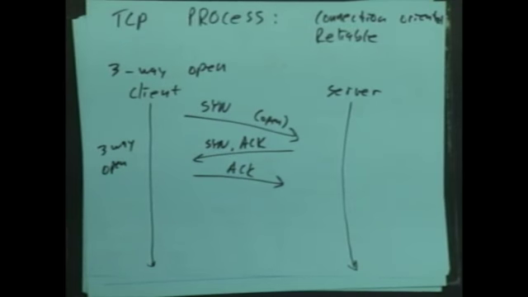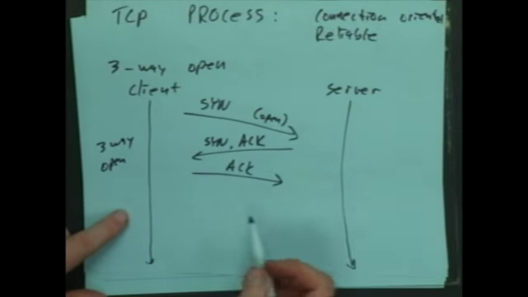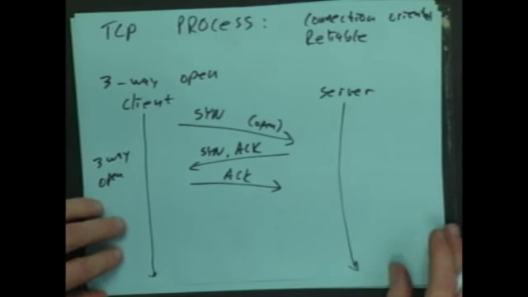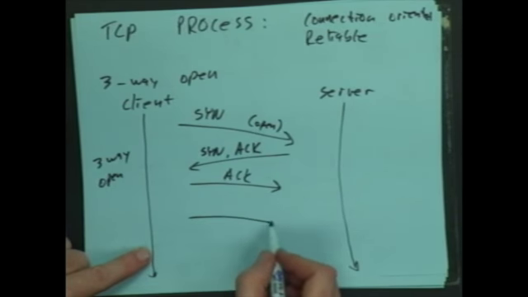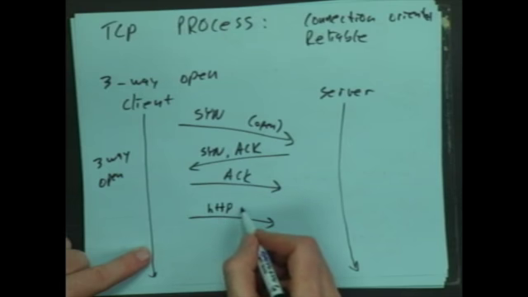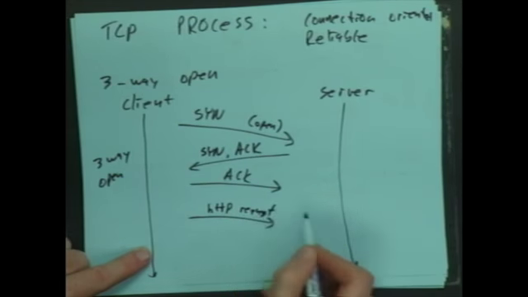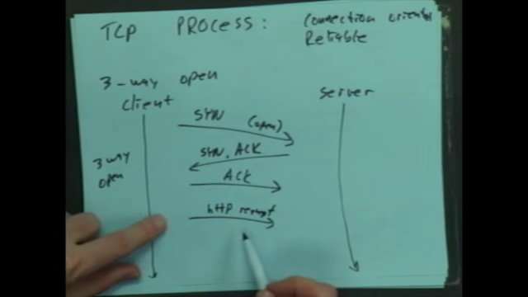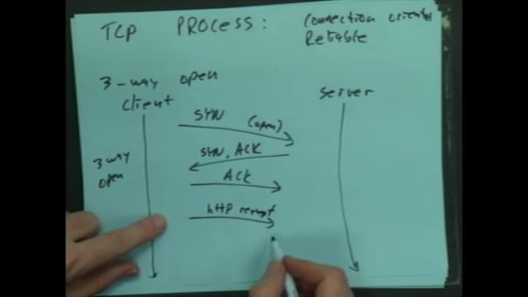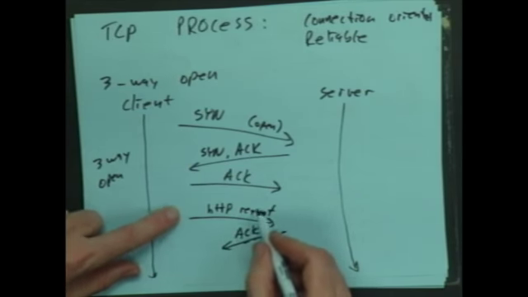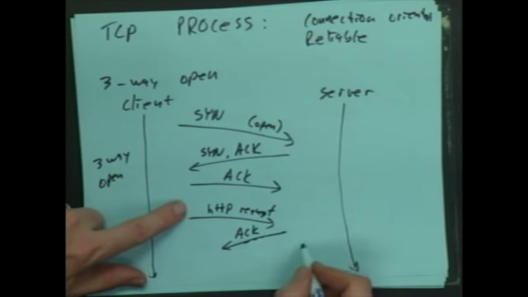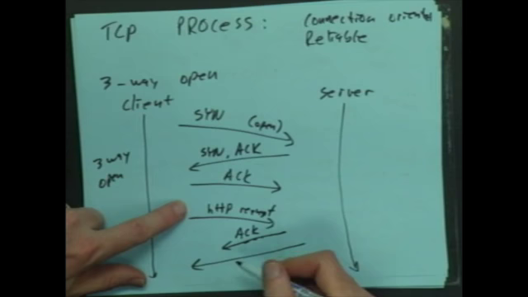Now the connection is open, and we can just start sending data and data and data back, okay? So now if I'm the client again, I have a web page I want to download, and so I'm going to send an HTTP request in a TCP segment. I'm going to get back an ACK, an acknowledgement that it got the HTTP request, and then it's going to send back the data itself.